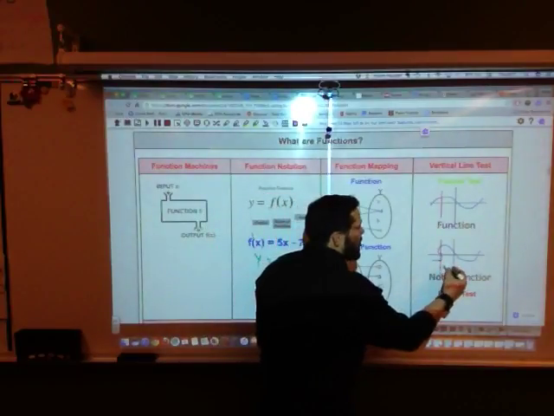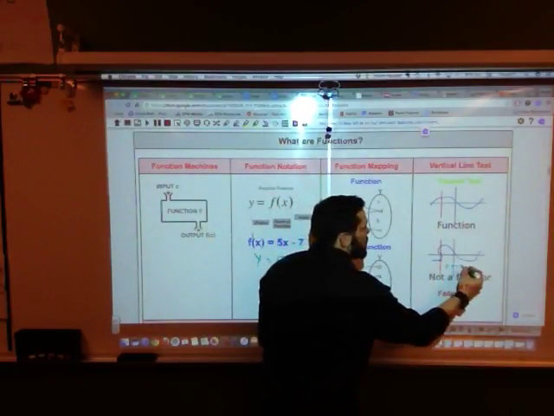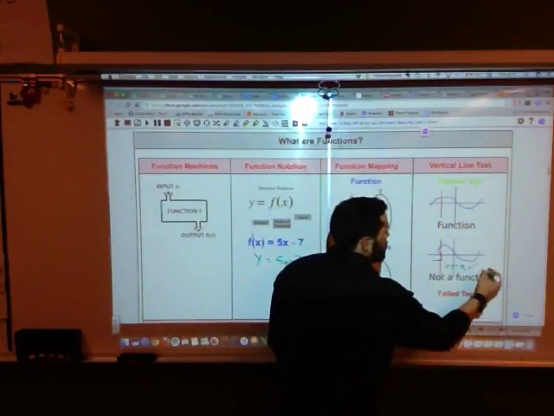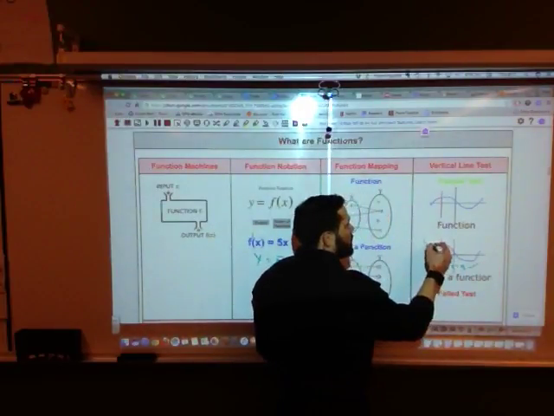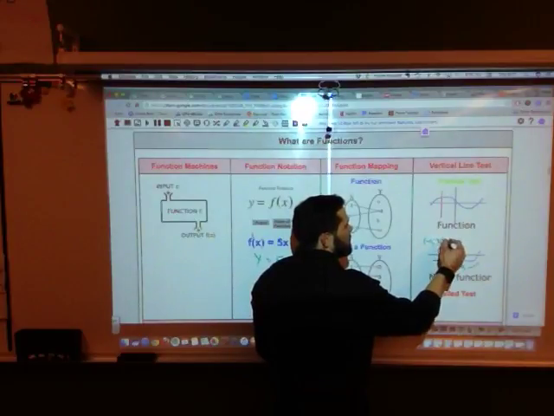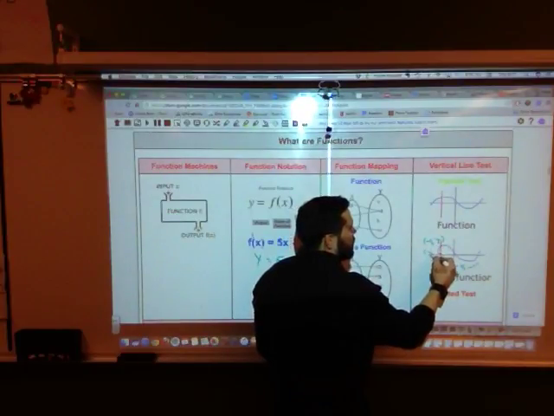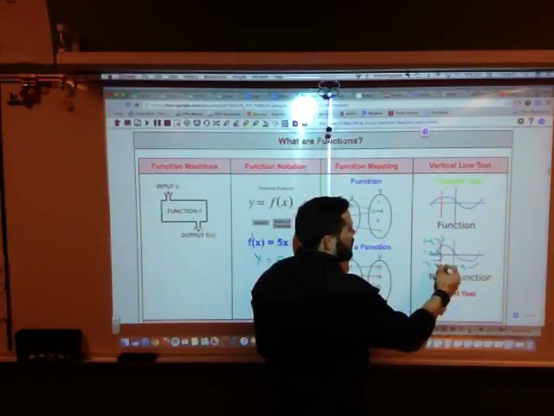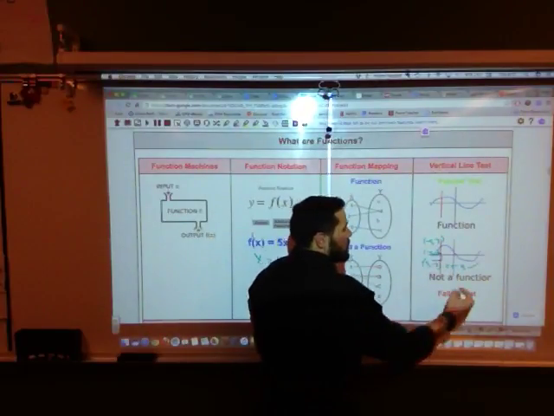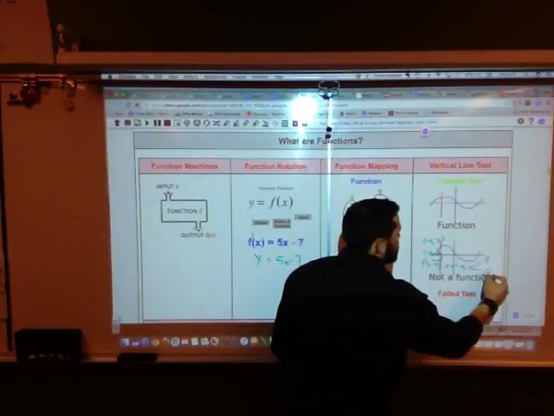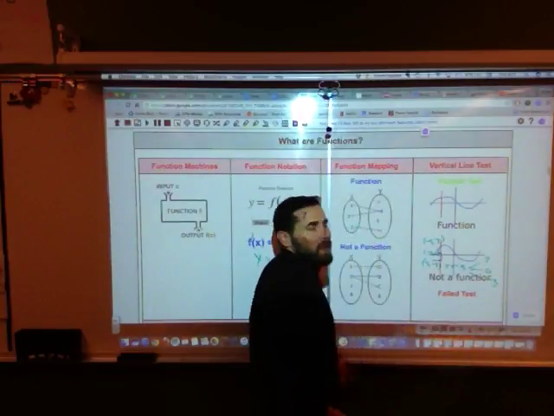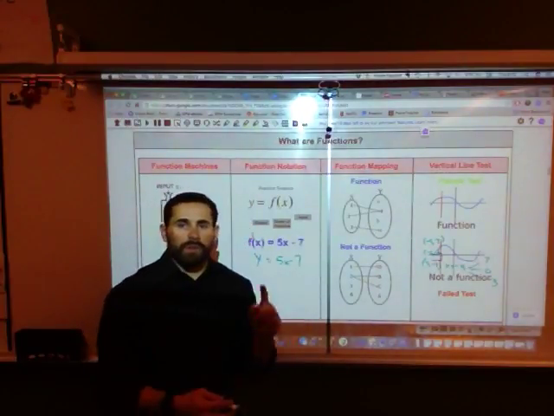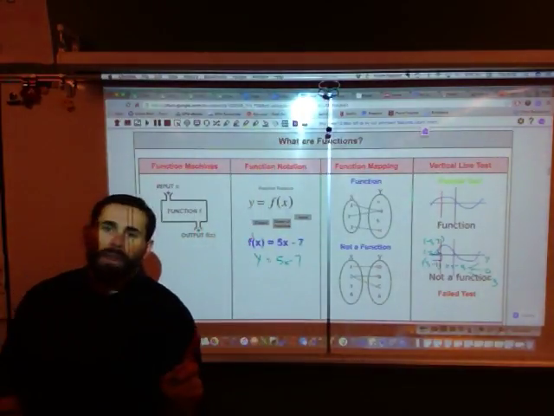So pretend that that is an x value of -5. The -5 is mapping out a y value of, say, 7, a y value of 0, and a y value of -3. So it's mapping out a 7, a 0, and a -3. That's making it fail the vertical line test. It's mapping out to more than just one output. I'm going to scroll down, there's a little bit more on this.